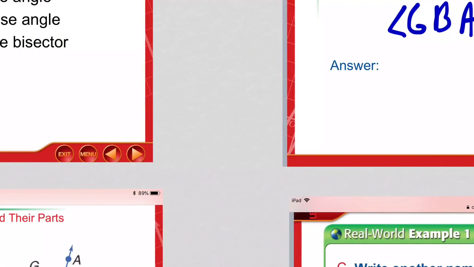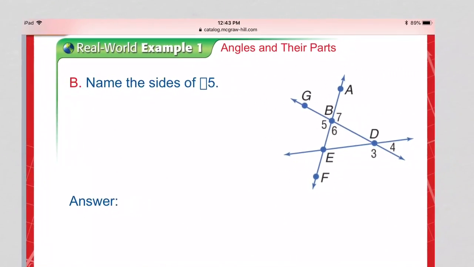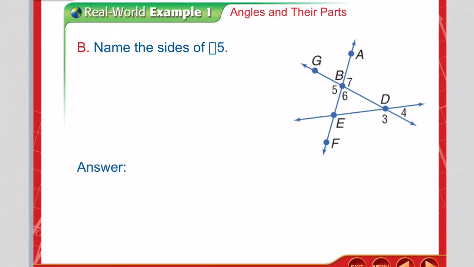So next we're going to talk about naming the sides, and that's supposed to be of angle 5. Angle 5. So what we want to do, we locate the 5, and we want to name the sides. Well, the sides of an angle are rays. So the ray starts at the vertex and then goes through one of the other sides. So for example, we're going to start at B and then it goes through letter G. So we're going to name it ray BG.